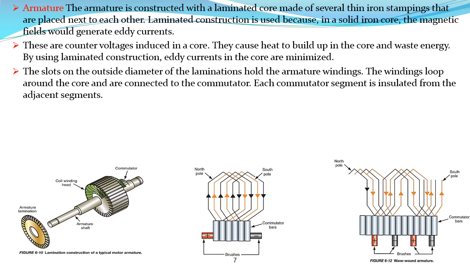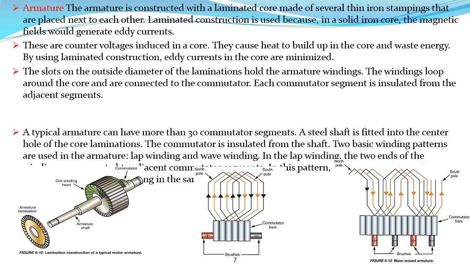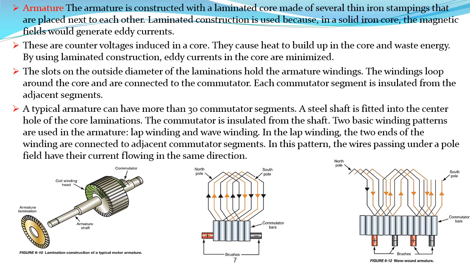The slots on the outside diameter of the lamination hold the armature windings. The windings loop around the core and are connected to the commutator. Each commutator segment is insulated from the adjacent segment. A typical armature can have more than 30 commutator segments. A steel shaft is fitted into the center hole of the core lamination. The commutator is insulated from the shaft.